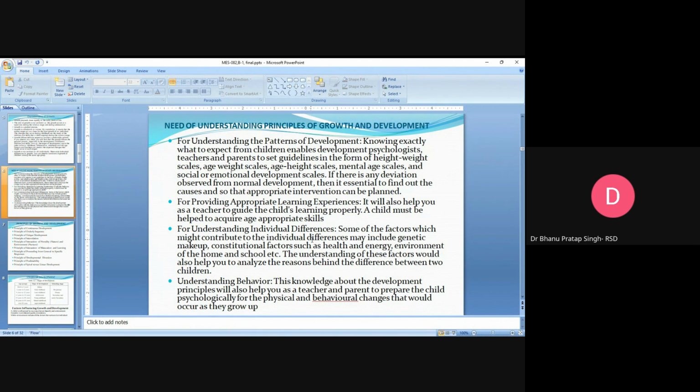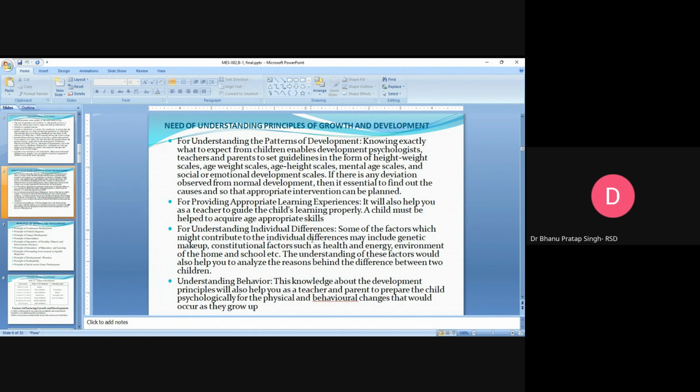Knowing exactly what to expect from children enables developmental psychologists, teachers, and parents to set guidelines in the form of height scale, weight scale, age weight scale, age height scale, mental age scale, and social or emotional development scale. There are various scales: at a particular age the height of a child should be that, and the weight should be that, and as per the particular years their age and height ratio should be there. So there are so many scales, and all should be known by the teacher and parents because they are directly or indirectly involved in the growth of the child.